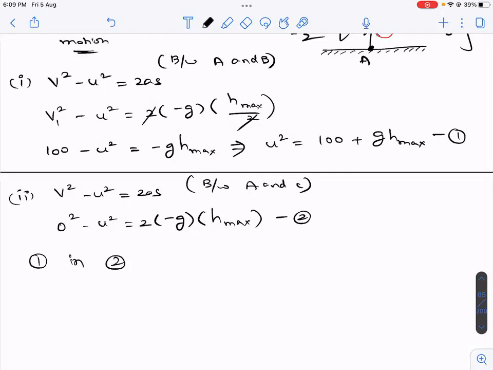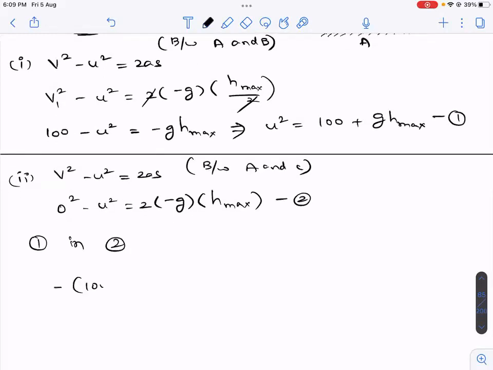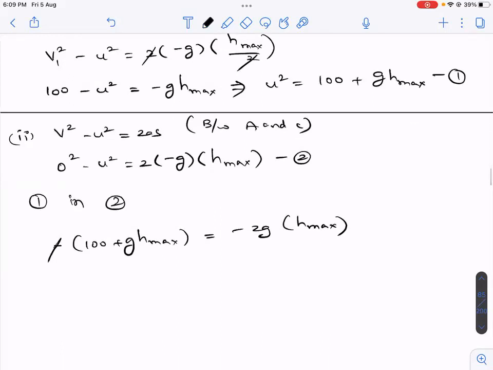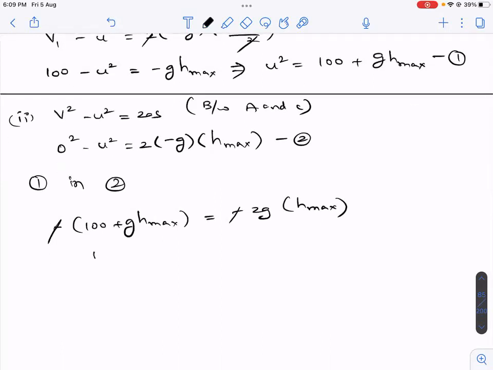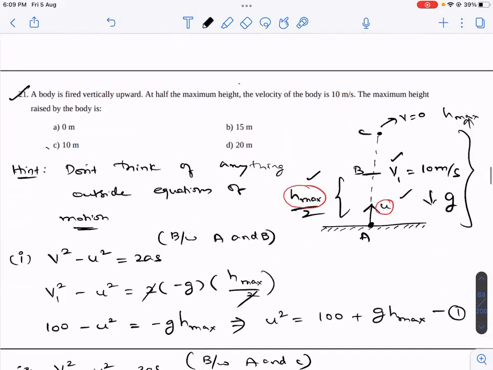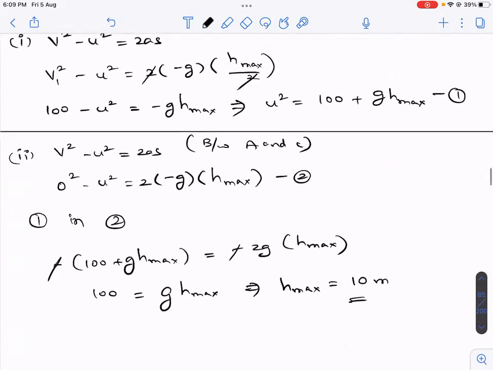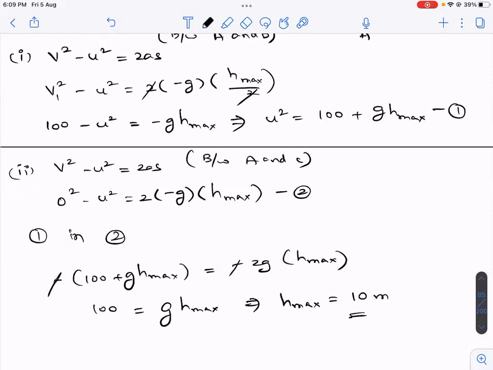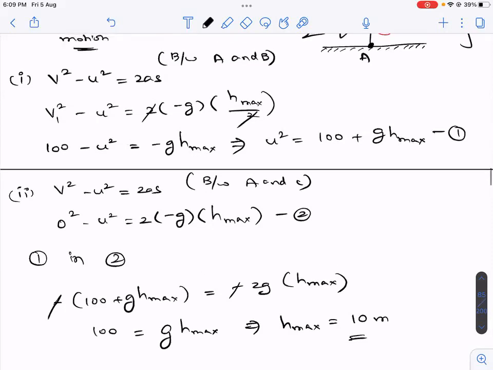I'll use 1 and 2 so that I get minus of 100 plus g into h max is equal to minus 2g into h max. So minus and minus will get cancelled. 100 will be equal to g into h max. If I take g to be 10, then what will h max come out to be? It will come out to be 10. So answer is 10 meters. Guys, am I clear with this? Is the logic clear? Yes, sir. Please make a note of this.